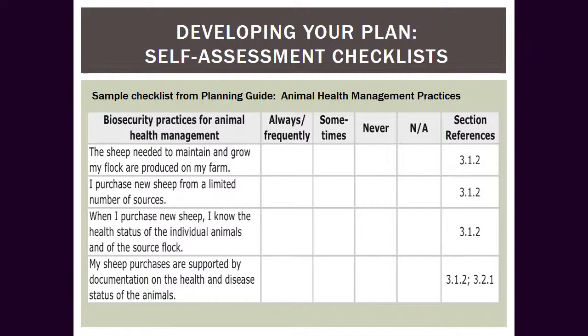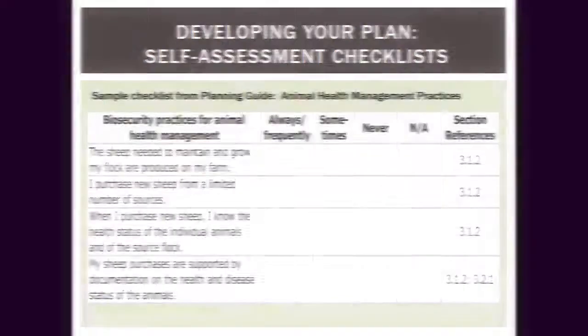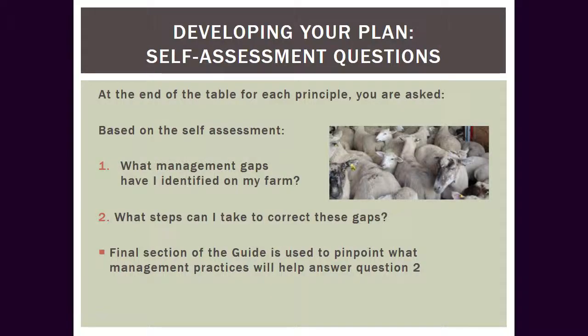Checklists identify your current management practices for each of the 4 principles. This is one of the self-assessment checklists from the Planning Guide for the Animal Health Management Principles. Section references give more information about why this practice is significant for biosecurity and practices that can be implemented to improve management. After completing the self-assessment checklists for each of the 4 principles, you are asked to answer 2 questions. What areas need improvement on my operation, and what improvements can I make?